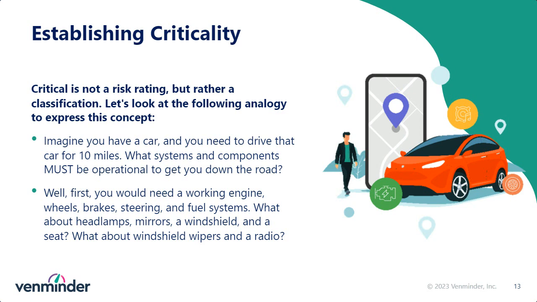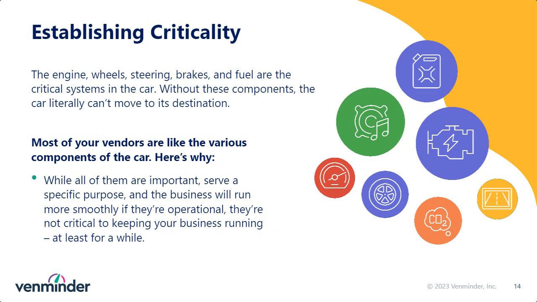Are they critical for driving down the road? Now, even though it might be uncomfortable and possibly a little hazardous to operate a vehicle with no headlights, for example, or windshield or seat, the truth is you could get the car 10 miles down the road without those things, if necessary. Of course, it's preferable to have all those items in good working order, but it's not critical.